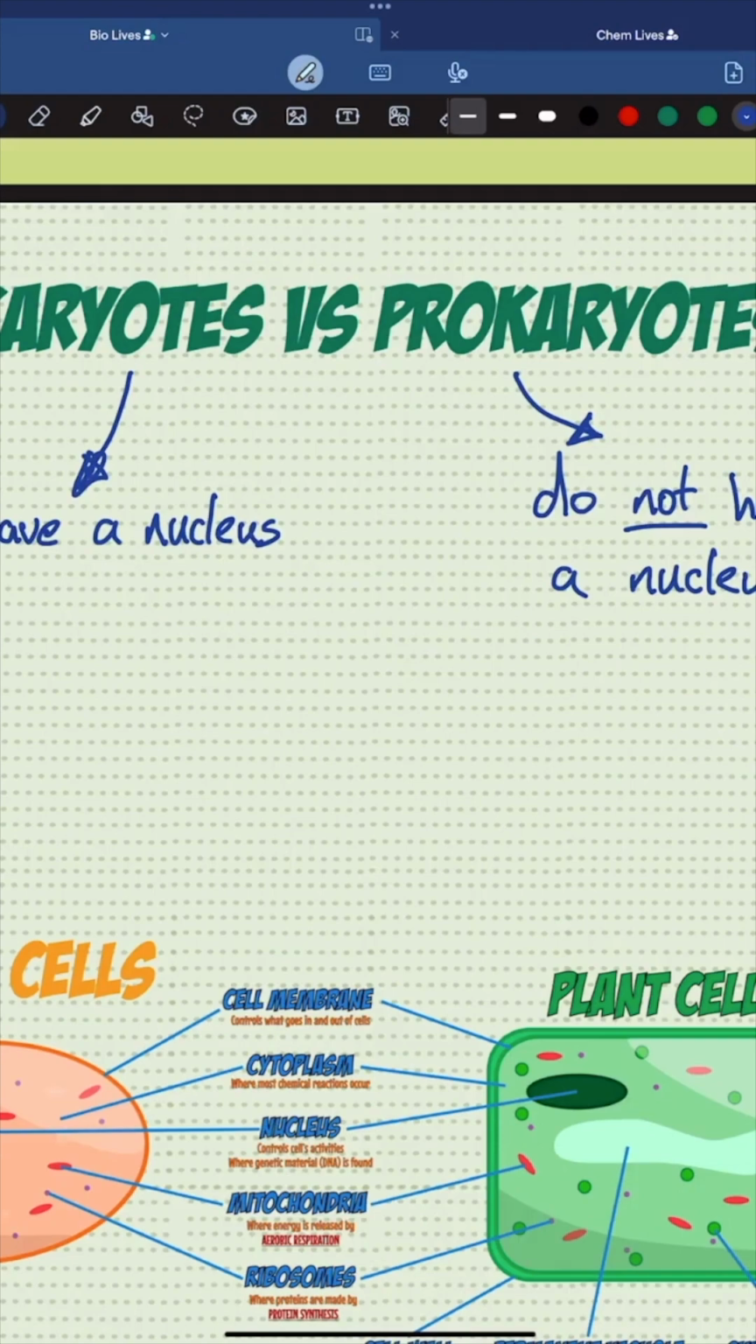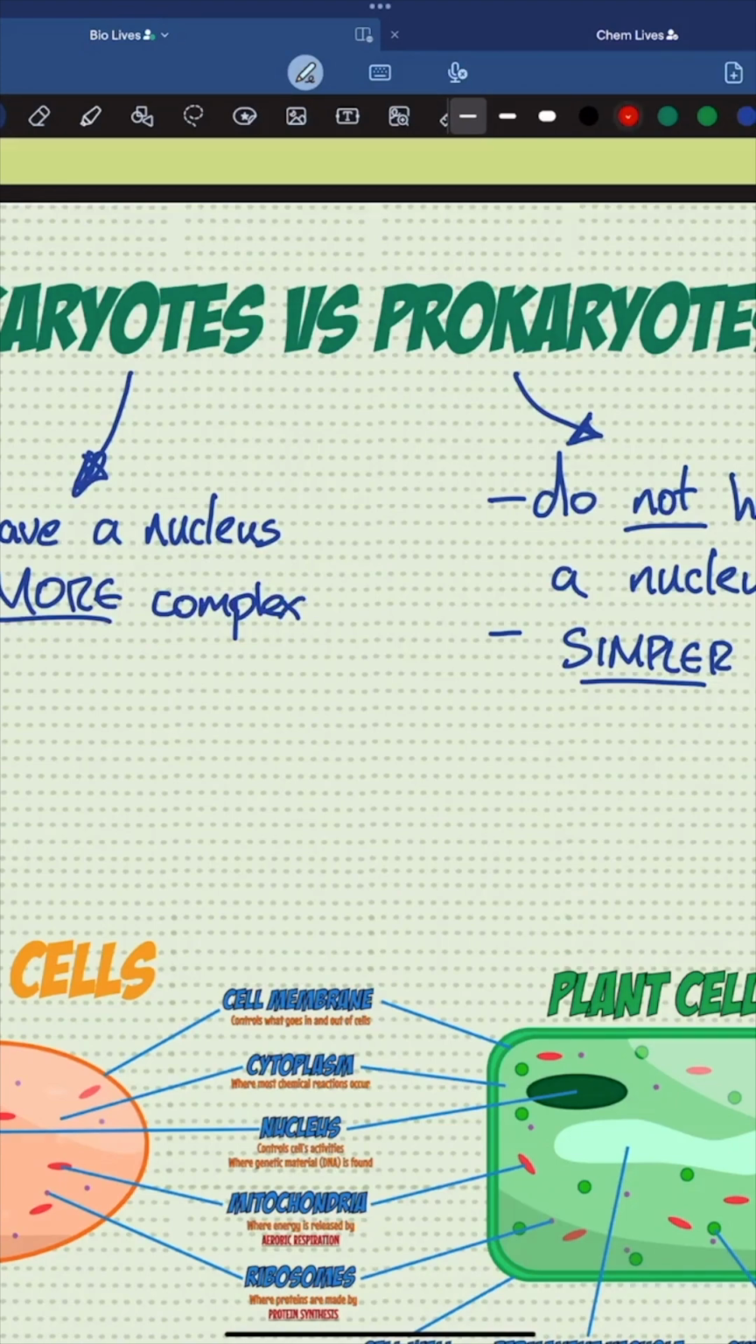So they do not have a nucleus. Prokaryotes are simpler. Eukaryotes are more complex. Yeah, but most of the questions you'll get in the GCSEs are based on this. Have a nucleus, do not have a nucleus. That's the main thing.